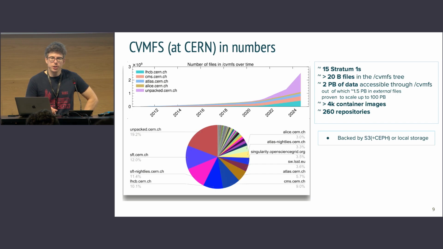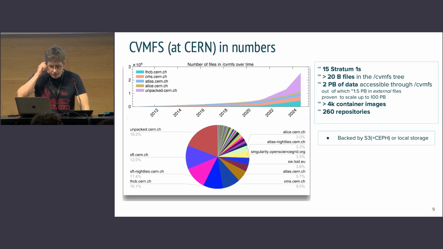We also have this feature of external files, and we have an industry collaboration with a financial trading company which actually scales this up to 100 petabytes, where they access files in an S3 bucket through CVM-FS. We have a nice synergy with container images, which I'm going to talk about a bit later. Here we already have more than 4,000 container images stored unpacked on CVM-FS. The benefit is that you also get on-demand access to container images through CVM-FS.